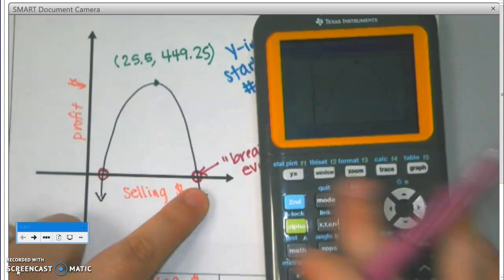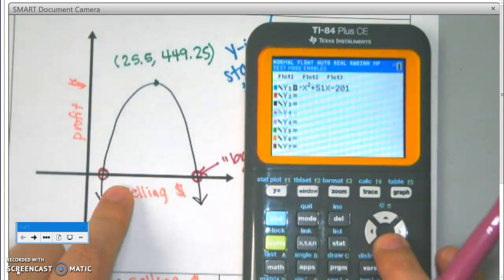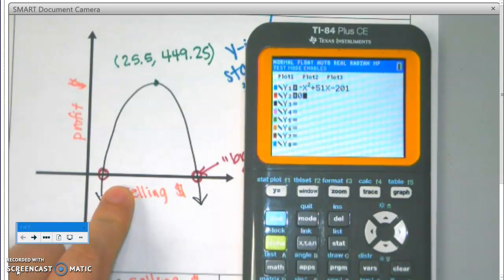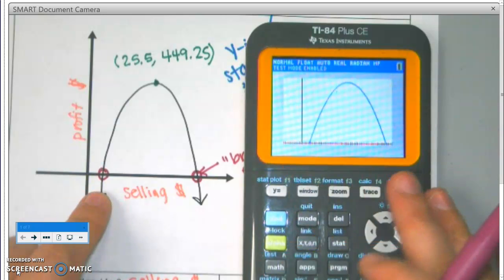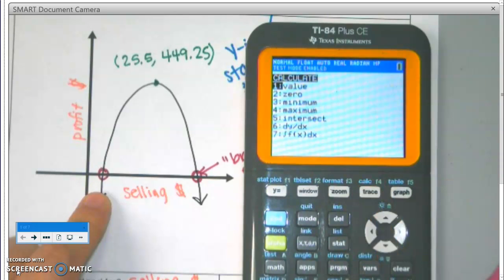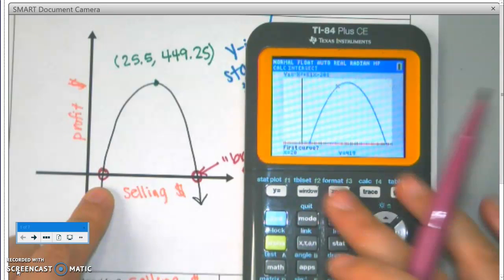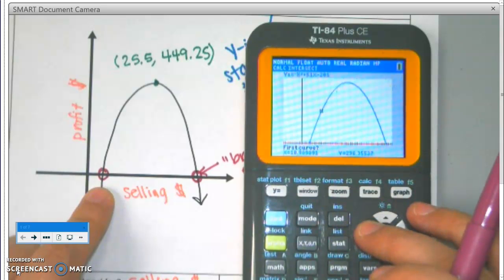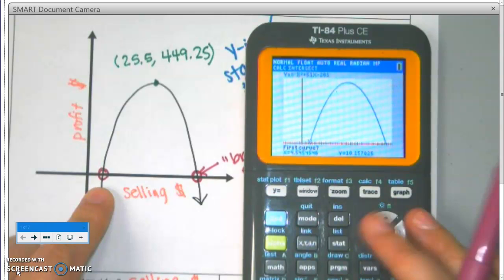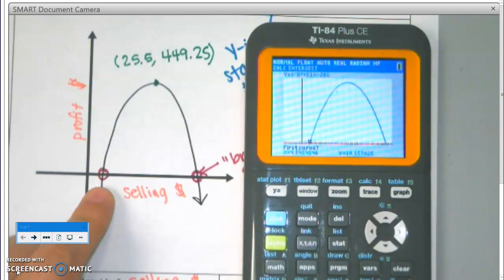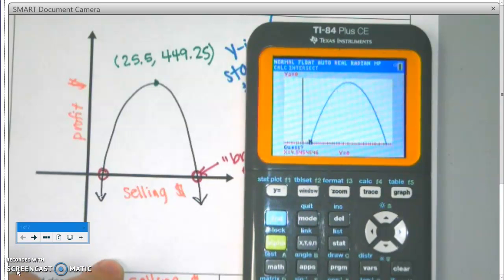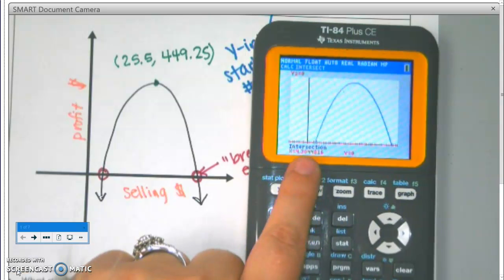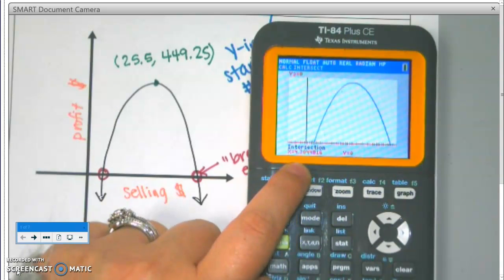So in order to get those 2 points, when I hit y equals, I need to have a 0 in y2. And now that red line comes up. So now I can hit second trace, option 5. I want to find where it intersects. And since there's 2 of them this time, I kind of need to tell my calculator I want to find this one first. So I'm just going to move my blinker. And then we just keep hitting enter 3 times. Enter, enter, enter. 1, 2, 3. And see where it says intersection? So 4.30.